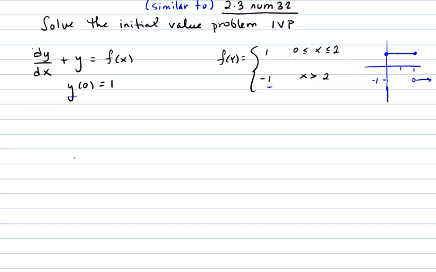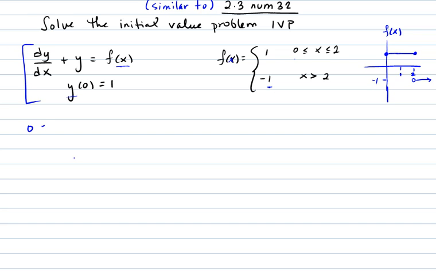We want to solve this initial value problem given here when the right-hand side is a function that is discontinuous. So this is f of x, given by 1 between 0 and 2, and by negative 1 when x is bigger than 2. The first thing we want to do, and this is f of x here, I just wanted us to have an idea of what f of x looks like. It is 1 from 0 to 2, and then negative 1 when x is bigger than 2.